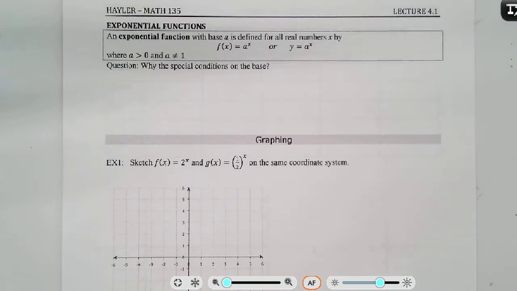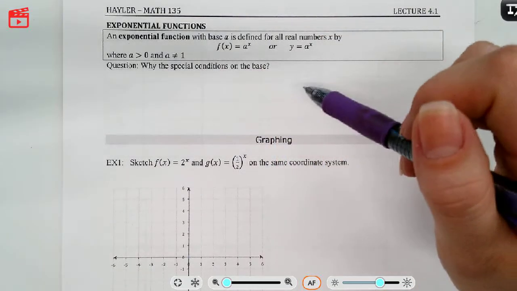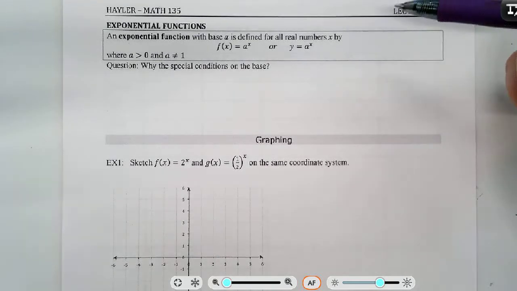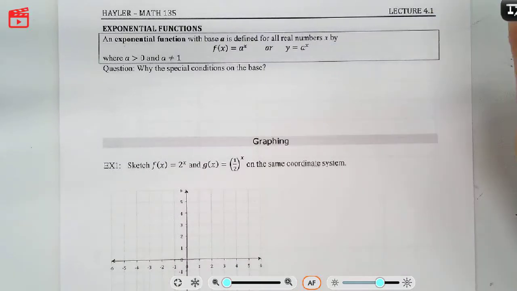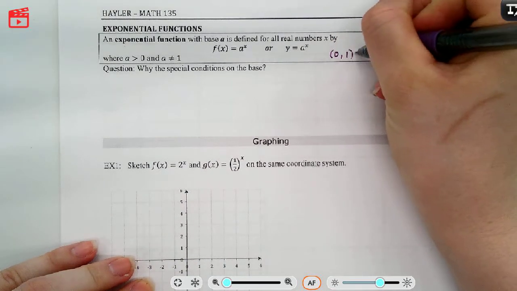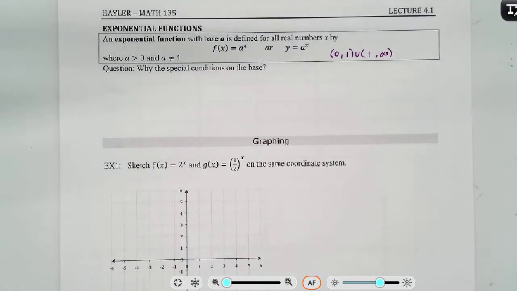All right, so an exponential function with the base a is defined for all real numbers of x by the function f of x equals a to the x power, or y equals a to the x, where the base needs to be greater than 0 and it can't equal 1. So it can be any number from 0 to 1 and then from 1 to infinity. Can't be negative and it cannot be 1.